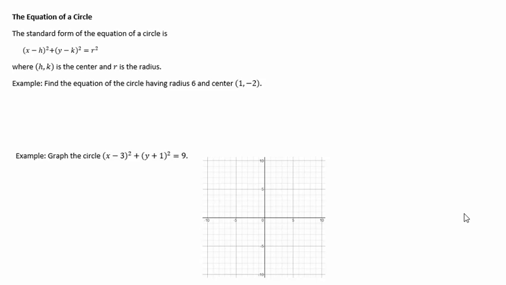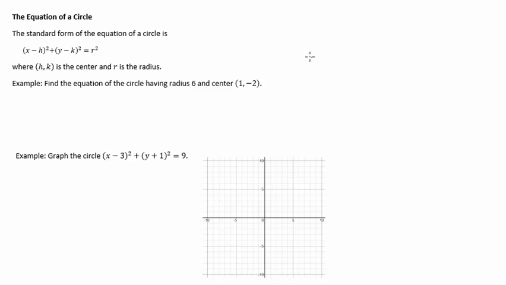The equation of a circle. The standard form of the equation of a circle is (x − h)² + (y − k)² = r², where in this formula we're told very important things. The h value and the k value are the center of our circle. The r is the radius.